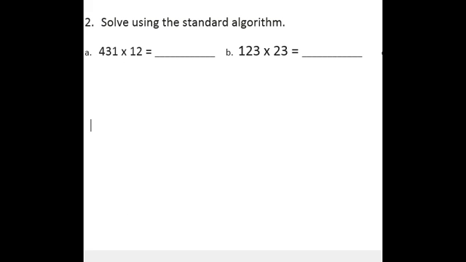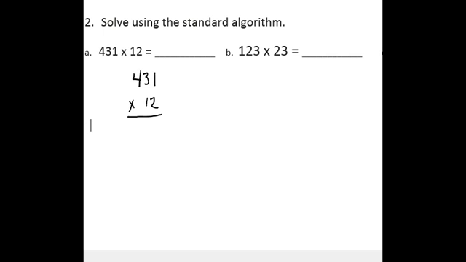In the next section, we're going to think about our area model for multiplication, but we're going to use the standard algorithm to solve the problems. So I'll set up my first problem. I have 431 times 12.